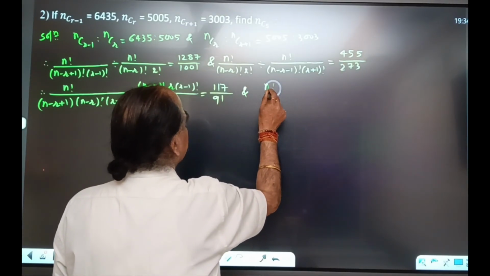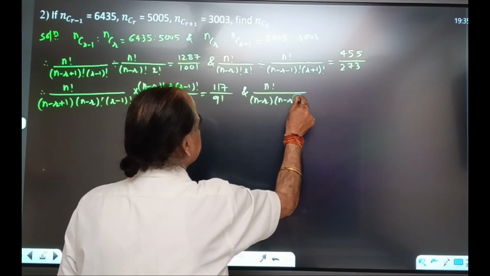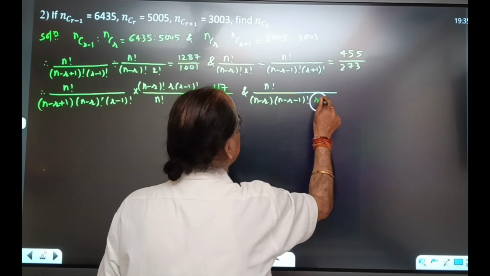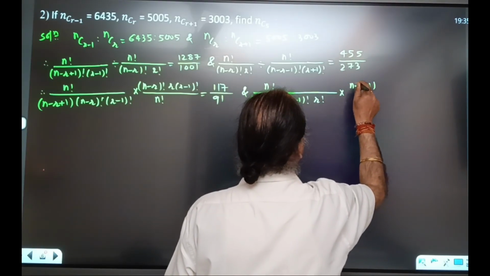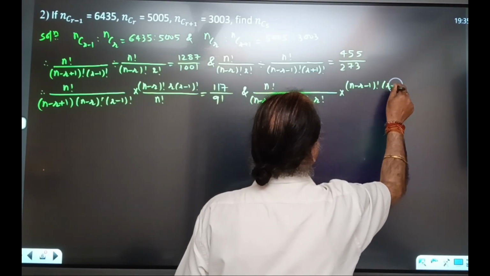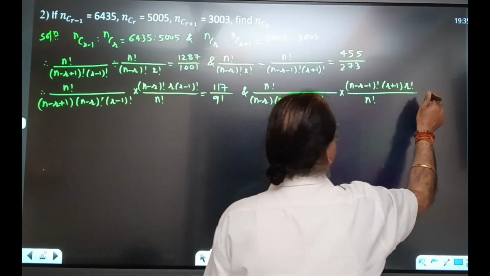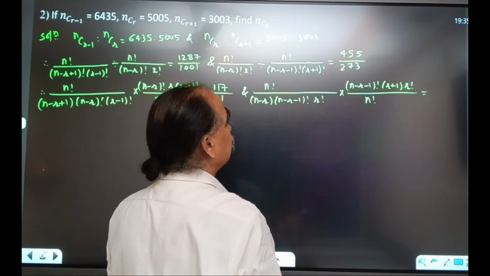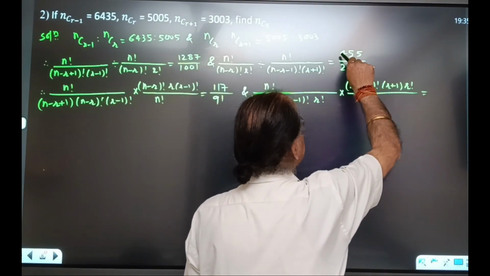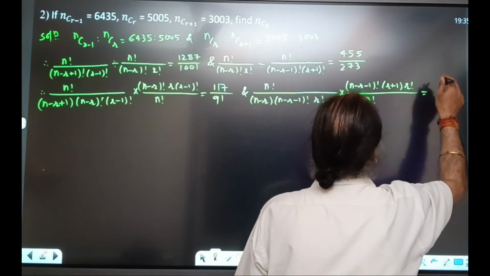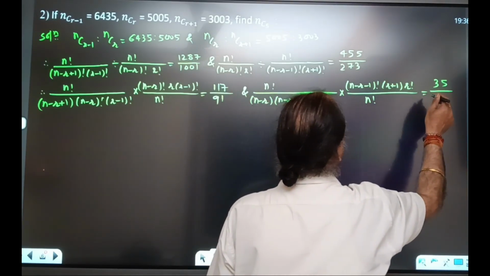And n factorial upon n minus r can be written as n minus r into n minus r minus 1 factorial, r factorial into, reverse it, n minus r minus 1 factorial, r plus 1 into r factorial, divided by n factorial is equal to, we can cancel 11, 13 3 are 39, 13 we can cancel, 13 3 are 39 plus 6 is 45, 6, 13 5 are 65, 13 2 are 26.